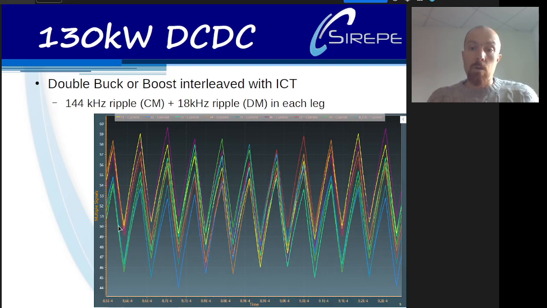a little zoom on the leg currents, and we can see the superposition, the sum of ripple, common mode ripple and differential mode ripple, which are not at the same frequencies. This is the effect of interleaving. The differential mode ripple is related to the magnetizing inductance of the intercell transformer.